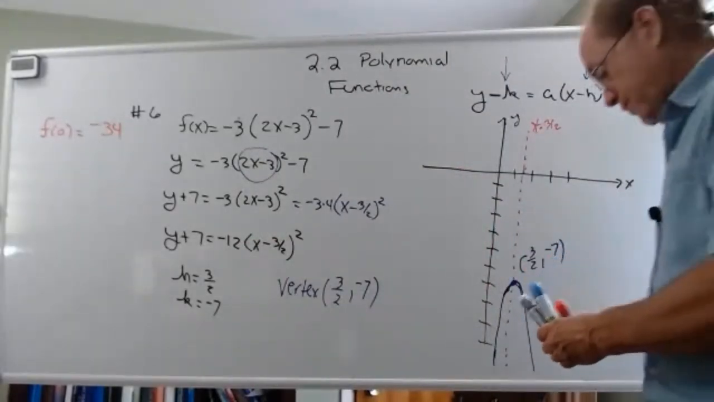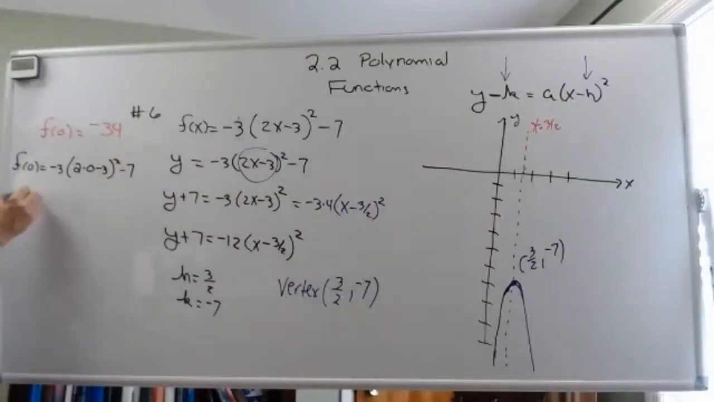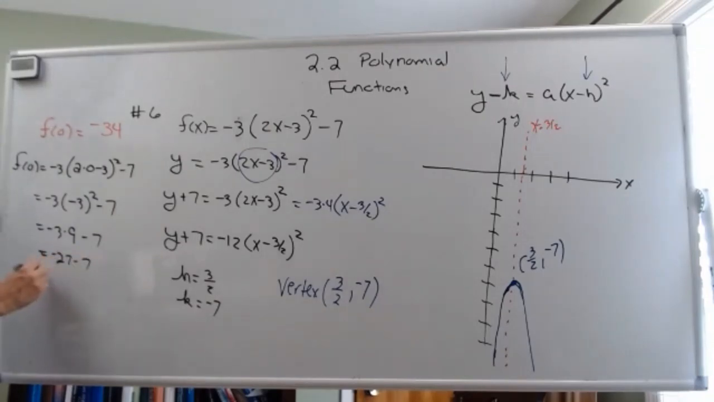Okay. So all I'm going to do is plug in 0 in my f. So this is what we did in section, I think, 1.3. So f of 0 is equal to -3 times (2 times 0 minus 3) squared minus 7. Okay, so that's equal to -3 times, well, 2 times 0 is just 0, so it's -3 squared minus 7. -3 squared is a positive 9. Then -3 times 9 is -27 minus 7 is -34.